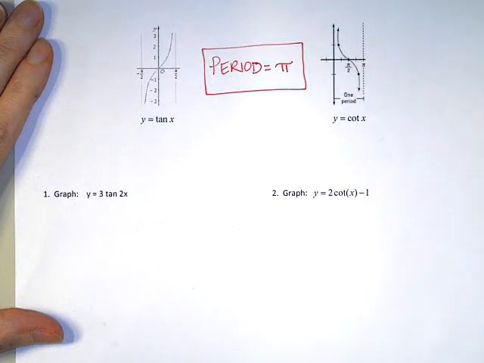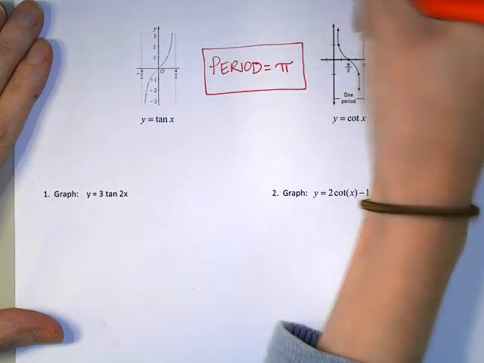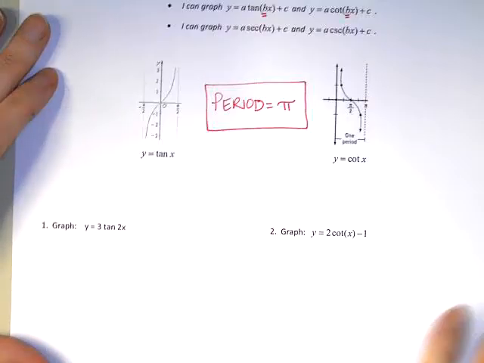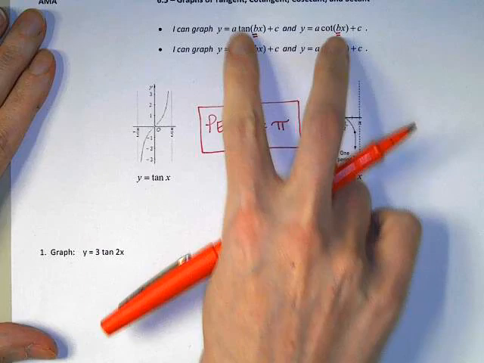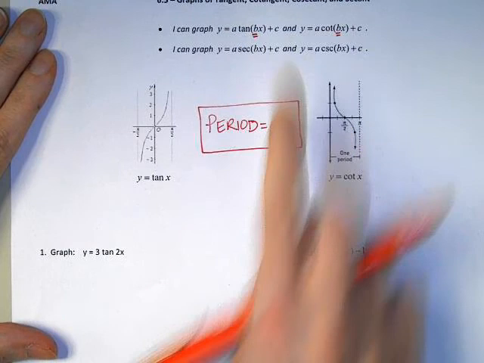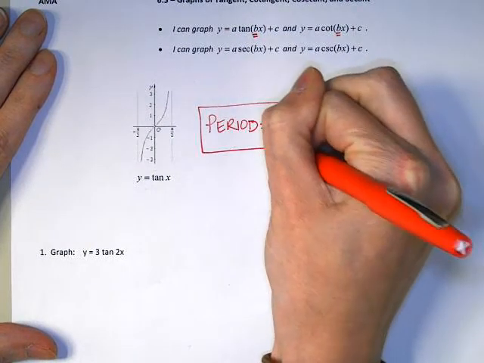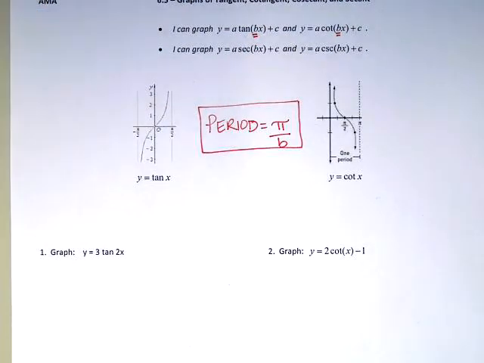And if there is a b, let me slide this down. If there is a number in front of the x, like the sine and cosine, it's pi over b now to get the period, not 2 pi.